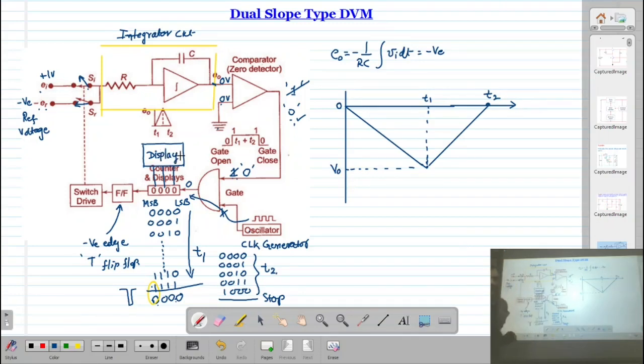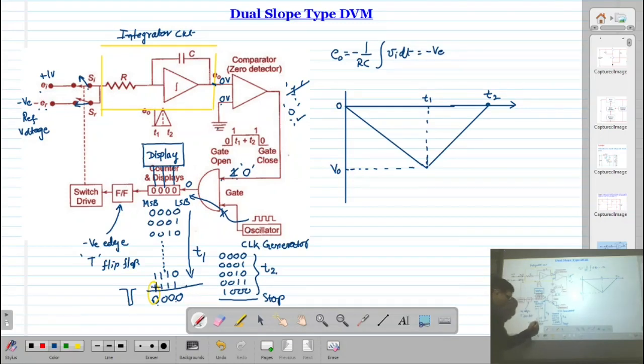And in the display you can measure this voltage. Again, try to understand the sequence of how it is going to be measured. Initially the switch is connected to my unknown input voltage, and that is positive. So the integrator output is going to be negative, and due to this negative voltage, the comparator output is going to be 1, which will enable the gate. So the clock pulses will pass through this AND gate, and the counter goes on counting from 000 to 111.